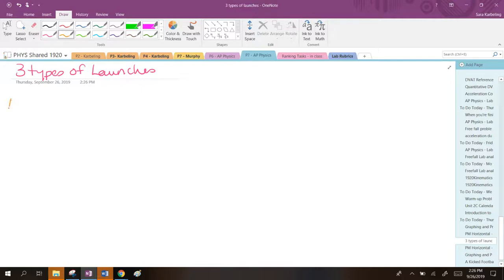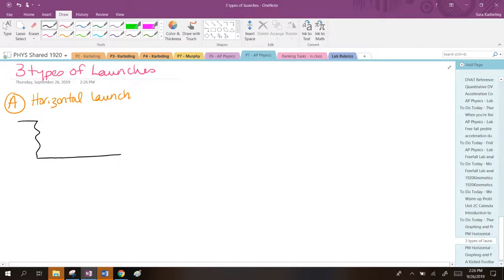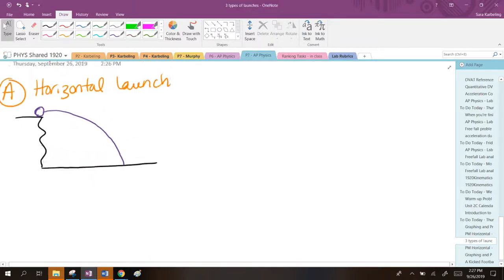Type number 1, or letter A, we'll call it. Letter A is the one we just did. That's the horizontal launch. Horizontal launches generally involve some sort of cliff or building or similar, and the object starts off at the top and then follows a trajectory like this. I'm going to make that a little bit bigger so we can see it.